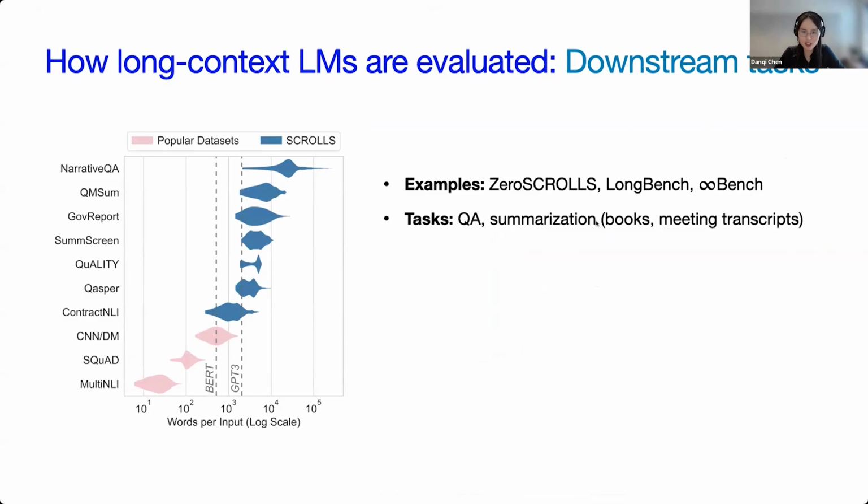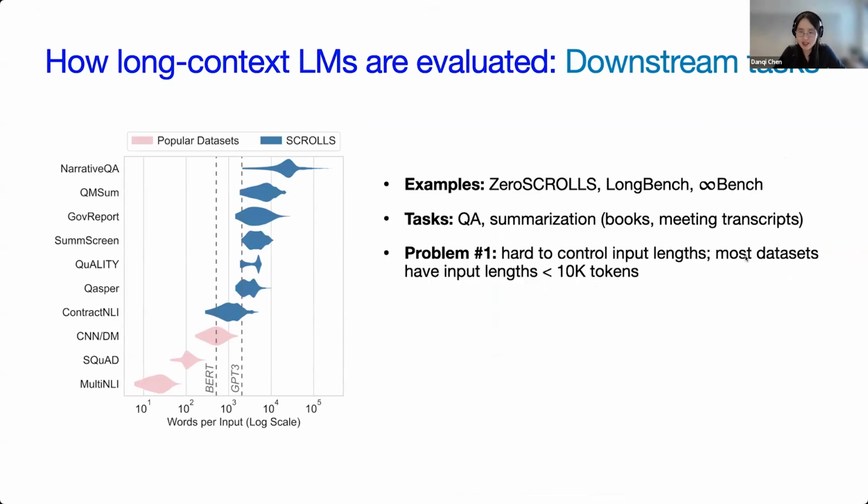But there are still several critical issues remaining. The first issue is that for all these real-world benchmarks, you don't really have control over the input length or even where the critical information is included in this long context input. And another bigger problem is that most of the existing datasets don't really have very long input. Most of the input lengths are actually less than 10,000 input tokens.